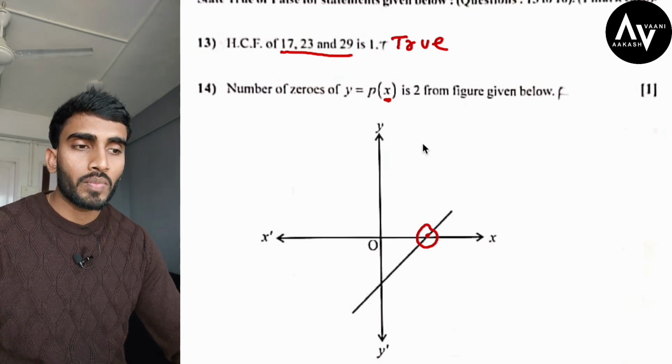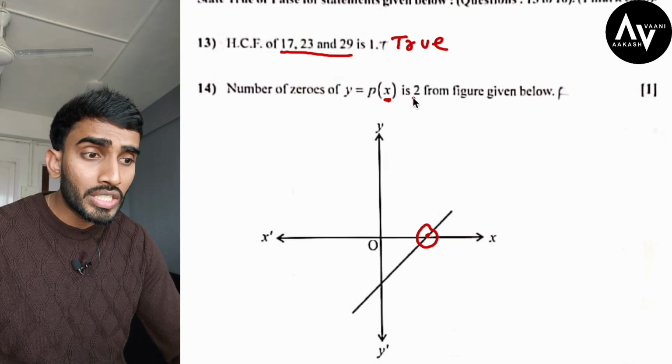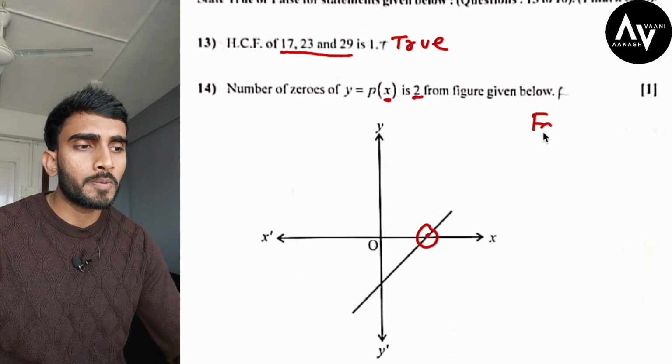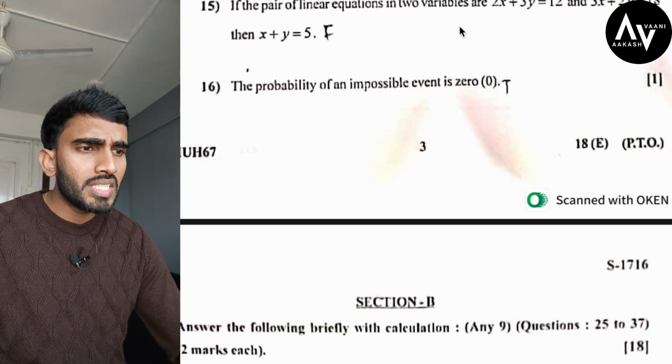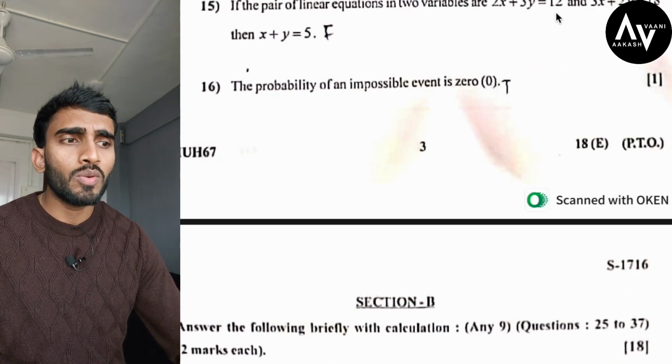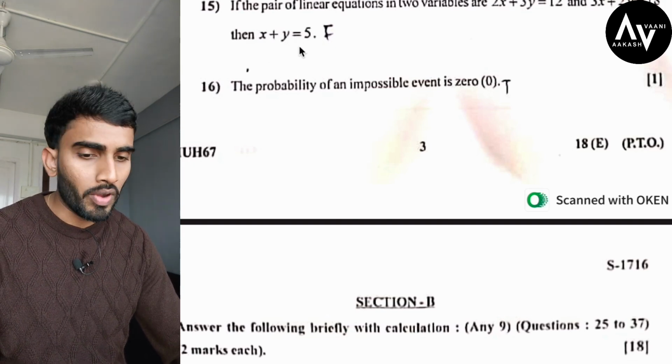As a result, it will have only 1 zero, but here it is written 2. That means the statement is false. If the pair of linear equations in two variables are 2x plus 3y is equal to 12 and 3x plus 2y is equal to 18, then x plus y is equal to 5.